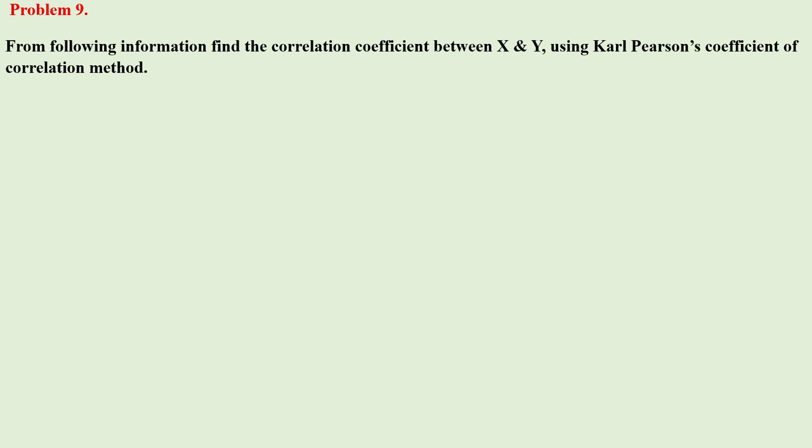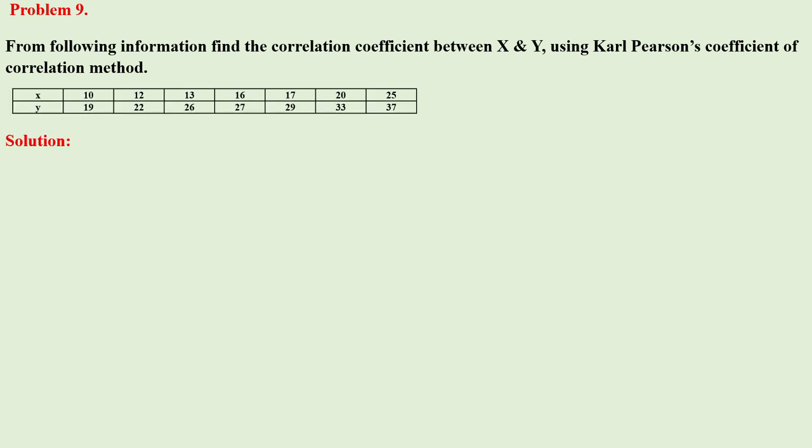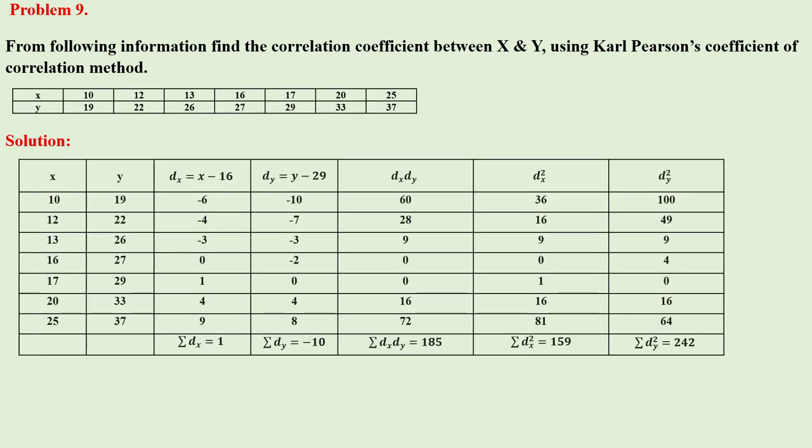Next problem. From the following information, find the correlation coefficient between x and y using Karl Pearson's method. So given data x and y, we are writing x, 10, 12, 13 in the first column, and in the second column y, 19, 22, 26, etc. Choosing a as 16, we find dx, so x minus 16: 10 minus 16, 12 minus 16, 13 minus 16, etc., up to 25 minus 16.